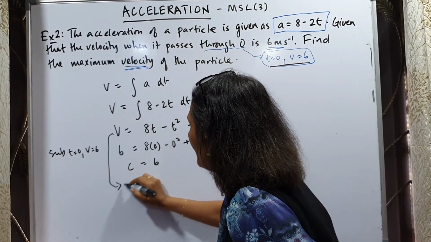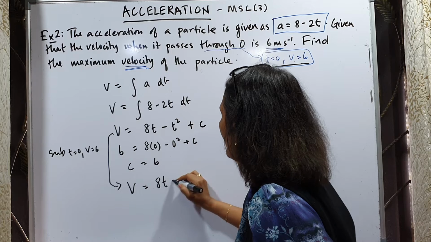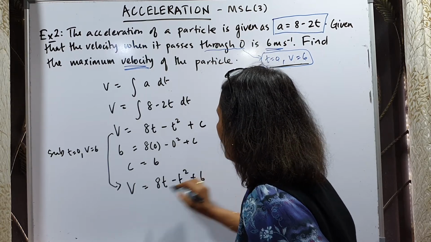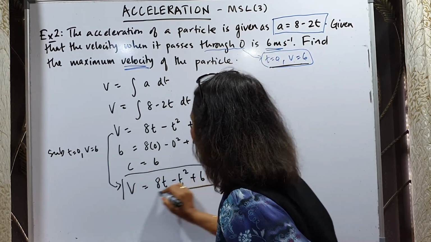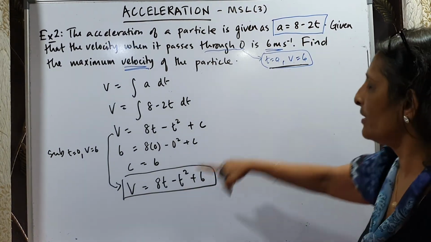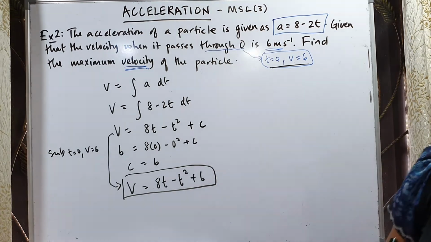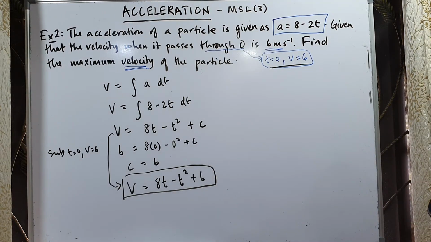Therefore, your v becomes, sub the c back in here. So you get 8t minus t squared plus 6. Okay, we got an equation for velocity already. Okay, from acceleration we got an equation for our velocity. Now you want to find maximum velocity. Alright, so what do you know at maximum velocity?